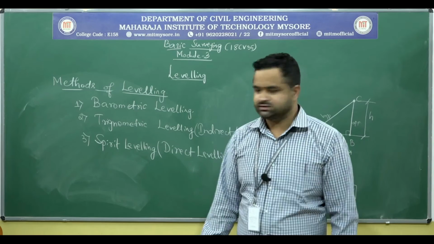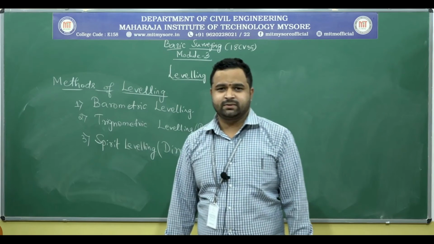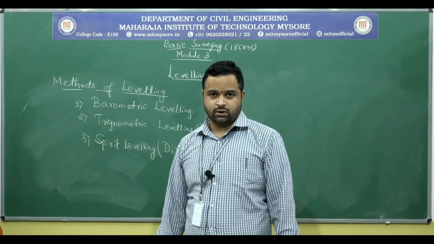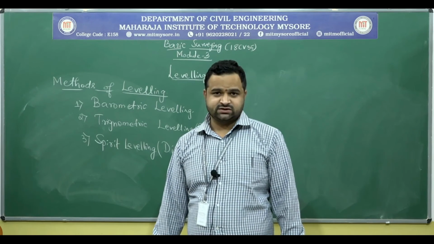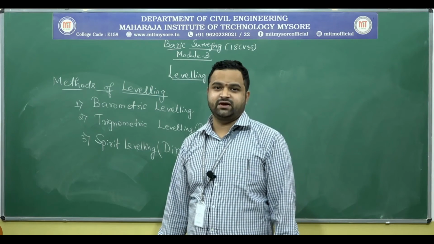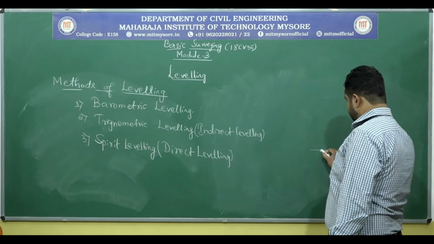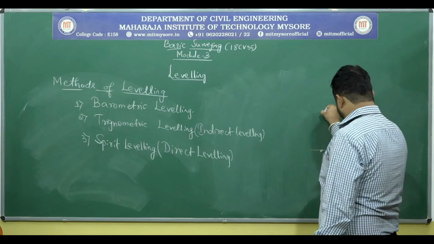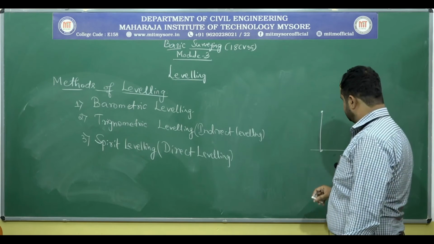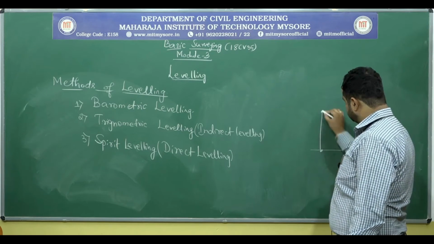Next we have spirit leveling, which is also called direct leveling. What is spirit leveling? It is the branch of leveling in which vertical distances with respect to a horizontal line, perpendicular to the direction of gravity, are used to determine the relative differences in elevation between two adjacent points. So in this case, if this is a point and this is another point, this is the horizontal plane, this is the vertical line, two adjacent points.